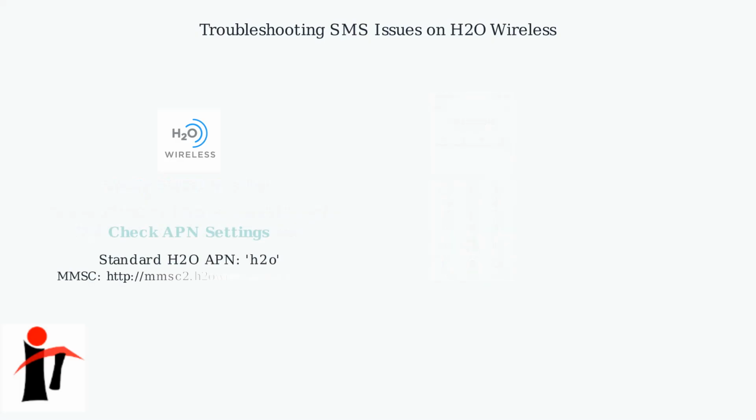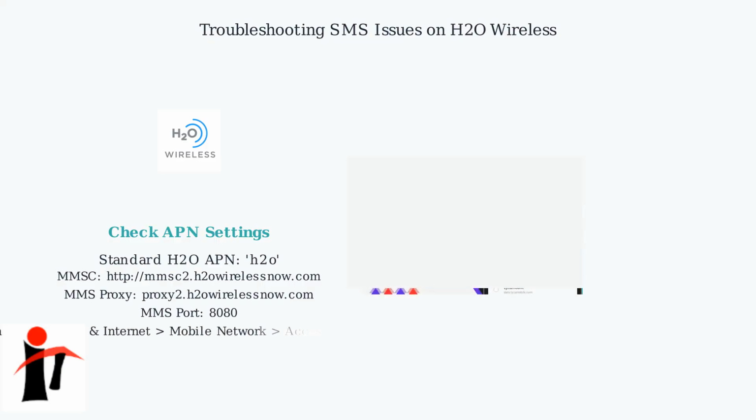Ensure the SMSC is correctly entered. Next, check your APN settings. The standard H2O APN is H2O, with MMSC set to http://msc2.h2owirelessnow.com, MMS proxy to proxy2.h2o.com, and MMS port to 8080. You can find APN settings under Settings, Network and Internet, Mobile Network, Access Point Names.